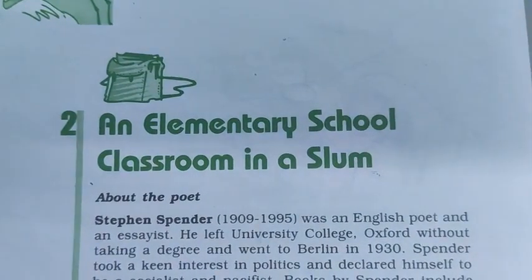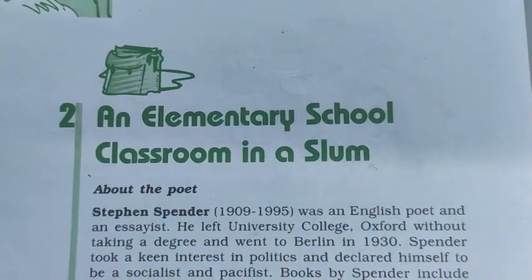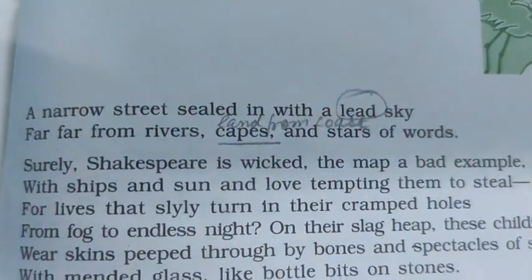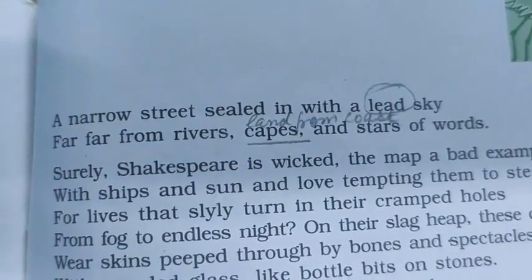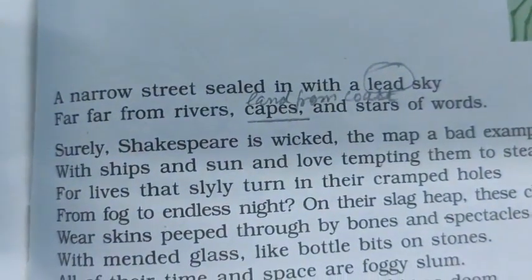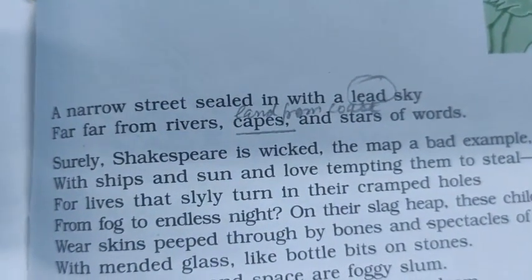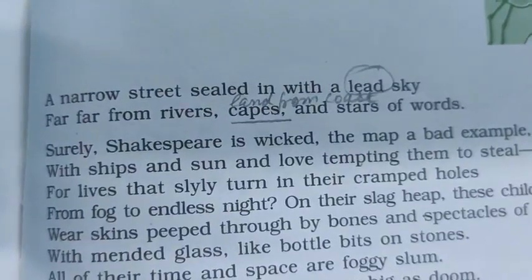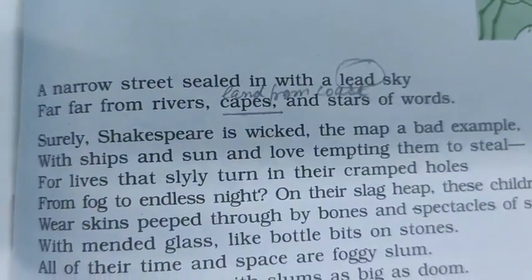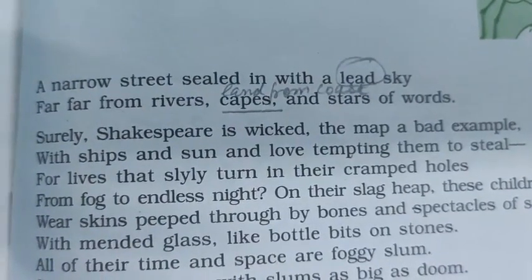You cannot even stand there for a minute. हम वहां जाने की सोच भी नहीं सकते हैं. That is why the poet says, वहां sky कैसा है? It is a narrow street sealed with a lead sky. There is no hope at all. And this place, the slum, is far, far from all the goodness of nature, from rivers, from capes, and from stars of words, from any sort of proper education for the children.